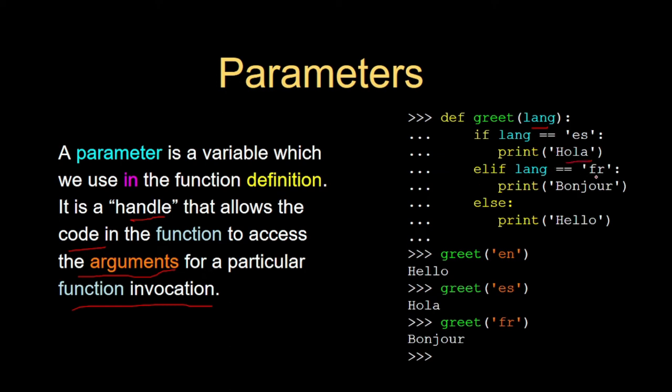Else if lang equal to fr, print bonjour. Else print hello. Without es and fr, any input when you pass it as a value, the output is this one. Let's see in practice.